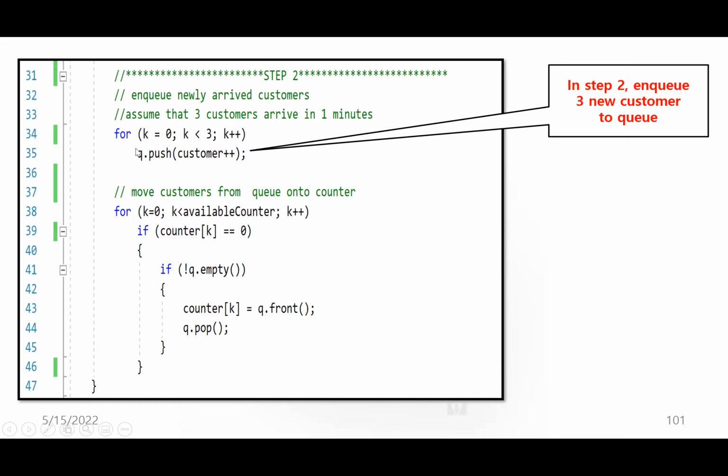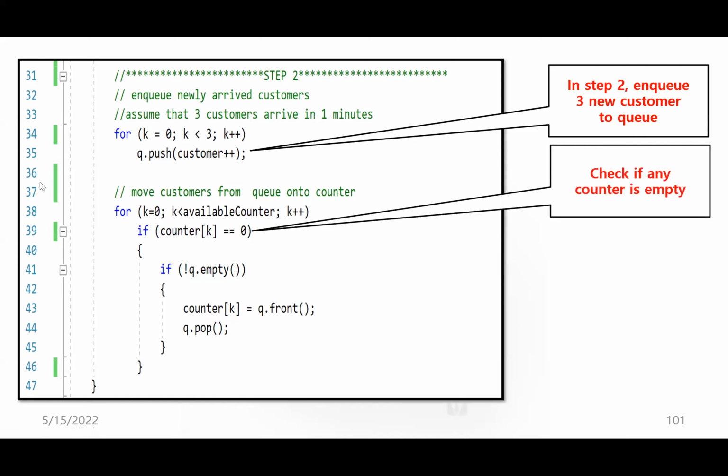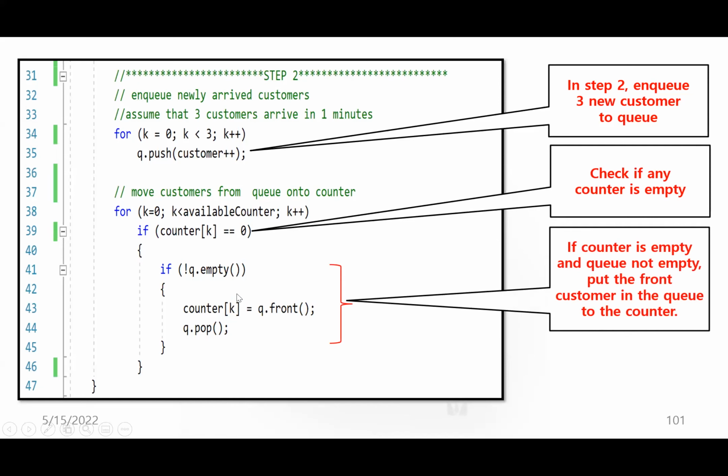Okay, and after I enqueue 3 customers to the queue, now you check which counter is empty. For all the counters that I have, if counter K is 0, meaning no customer, then I'm going inside here. What do I do? I'm going to pop a customer, the customer that is waiting in the queue, and put it in the counter. But here I have to check if my queue is empty or not, because even though your counter is empty, if no one is waiting, we cannot move. There's no customer for you to put to the counter, right?